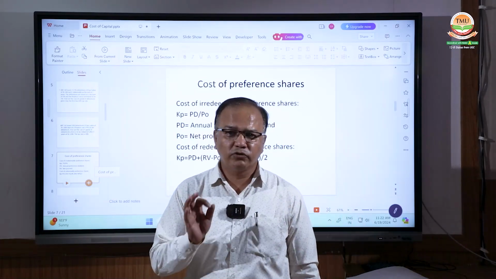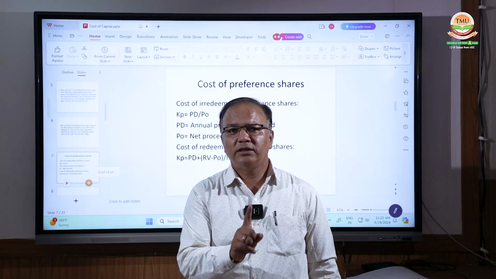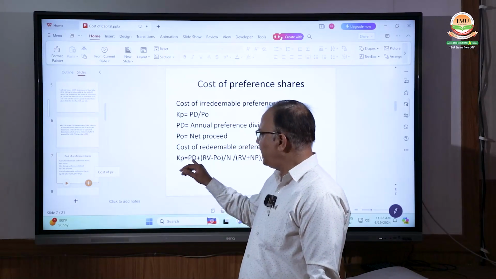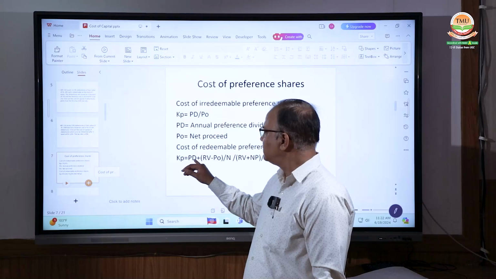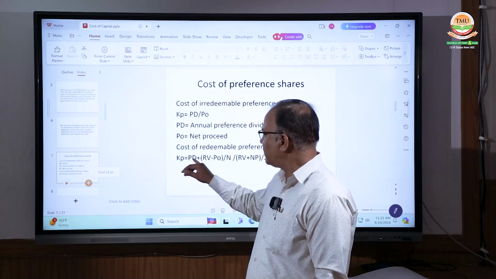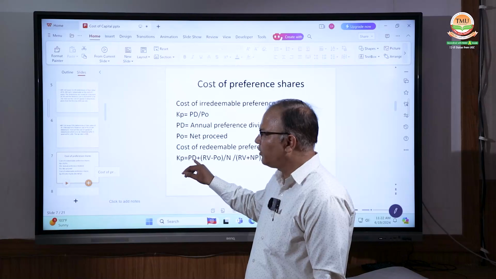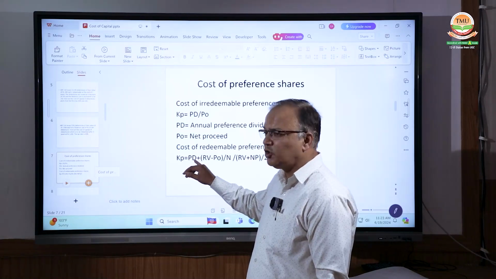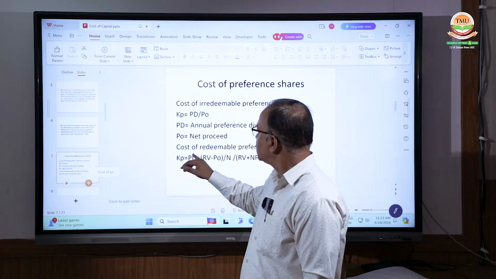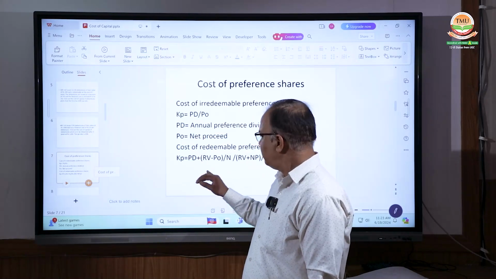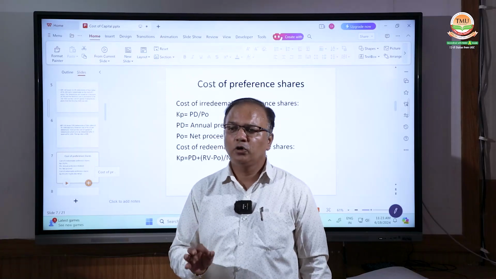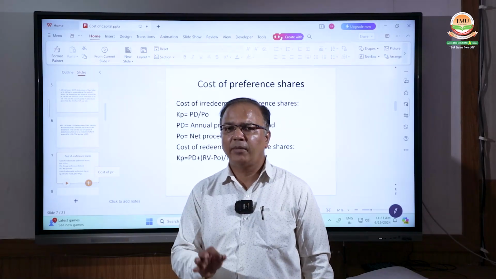So if you see, there is a single change. What is the change? Whenever we have to calculate the cost of redeemable debt, here we write interest into 1 minus t, and whenever we have to calculate cost of preference share, we write here preference dividend. There is no need to multiply with 1 minus t.